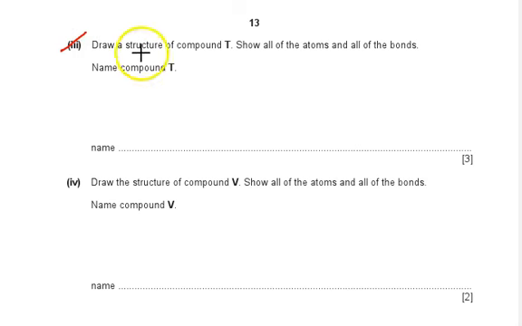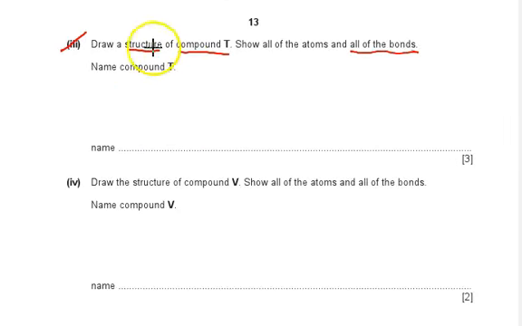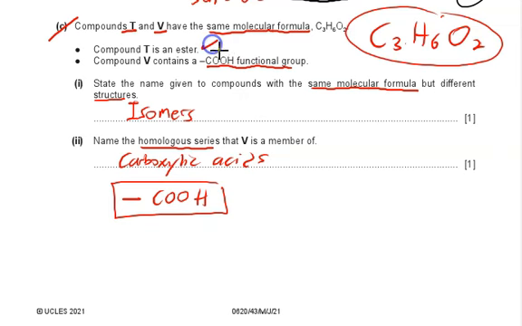Okay, number 3, draw the structure of compound T. Show all the atoms and all the bonds. Name compound T. So let us refer back to here. T is given, they have the same molecular formula, so C3H6O2. So what is T? T is an ester.